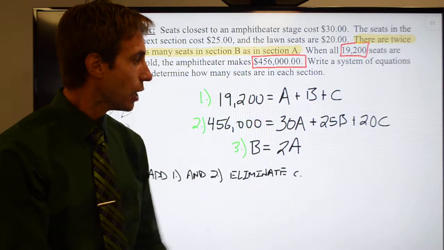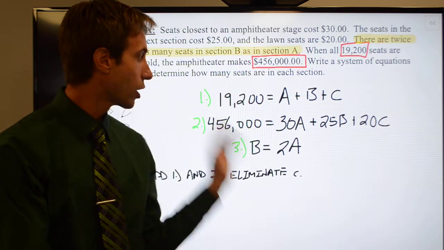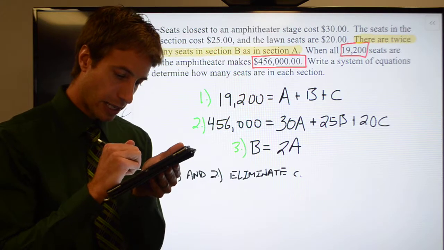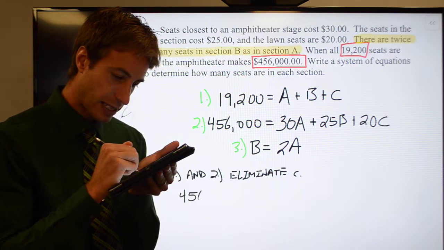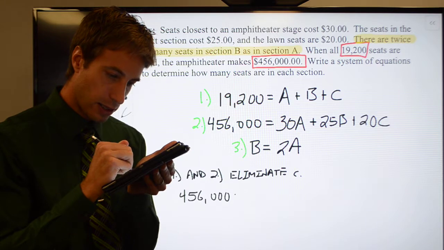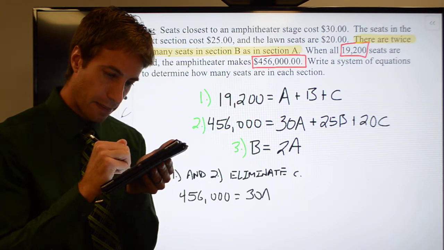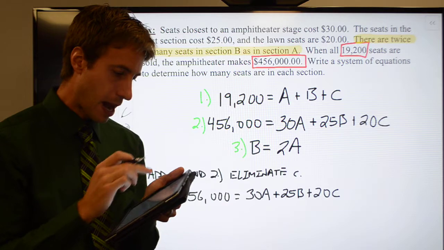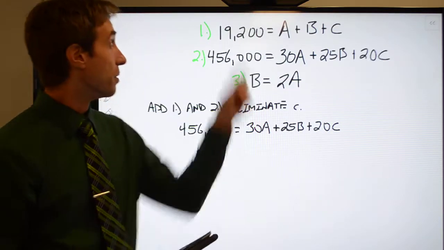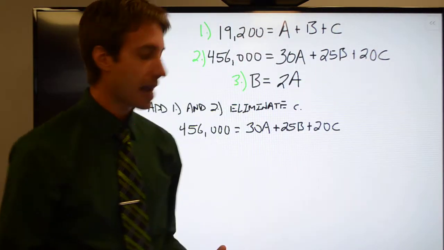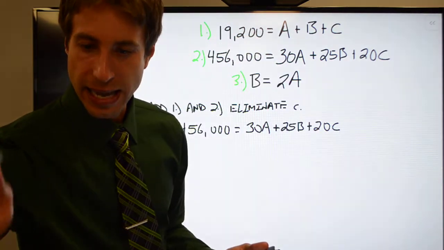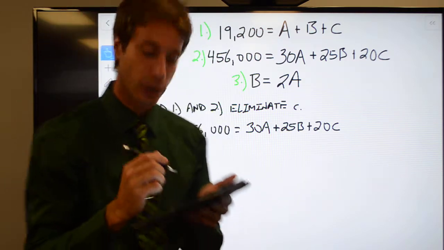How do I get rid of the C? Well, this is a positive 20, so I'm going to multiply this guy by a negative 20. So that gives me 456,000 is equal to 30A plus 25B plus 20C. But I'm going to add to that this equation, but I'm going to multiply it by a negative 20. When you multiply 19,200 by a negative 20, I get negative 384,000.